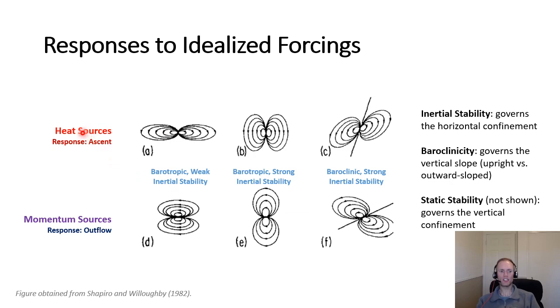So in terms of a heat source, A, B, and C, we have the heat source here, here, and here. And in each one of these cases, you get ascent. These lines with arrows on them denote streamlines, and so there's always ascent through the heat source. We can view this as a response to try to eradicate the heat source.